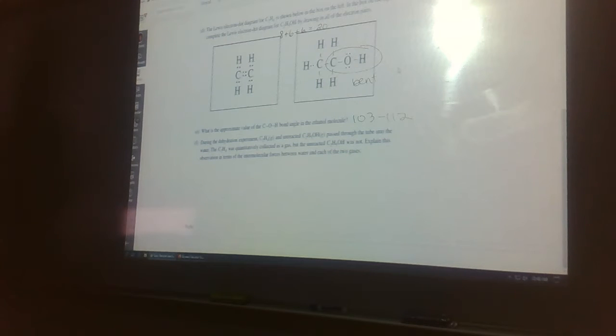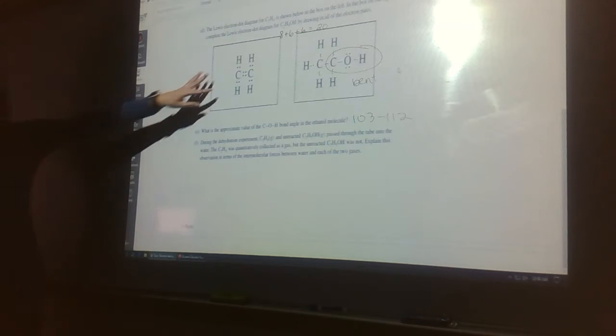Last one, during the dehydration experiment, ethene and unreacted ethanol passed through the tube into the water. The ethene was quantitatively collected as a gas, but the unreacted ethanol was not. Explain this observation in terms of the intermolecular forces between water and each of the gases. Polar or non-polar? Polar or non-polar? One more time. Polar or non-polar? Non-polar, right? This is not polar.